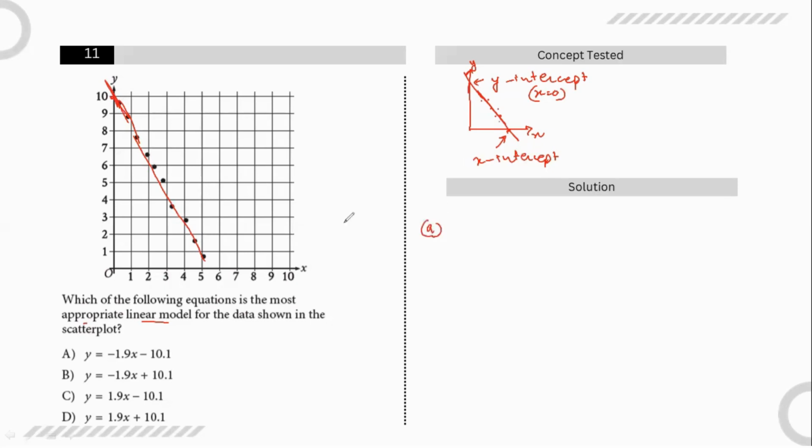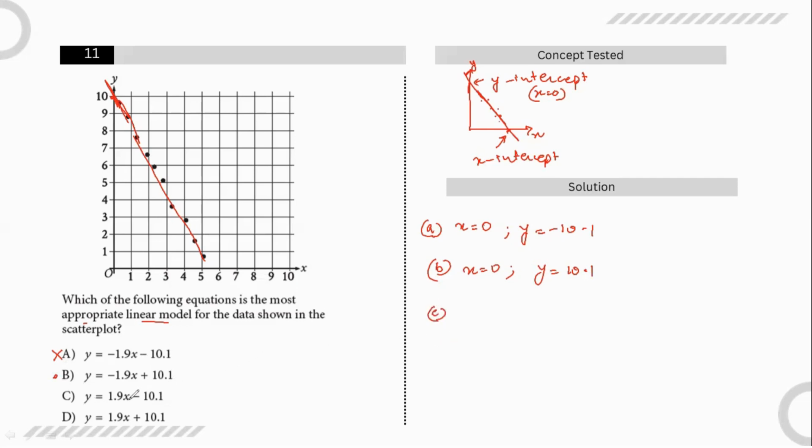Now option A, let's substitute x as 0. If x is equal to 0, y will be negative 10.1. Is it negative 10.1? No, it is on the positive y-axis. It is not the correct one. Option B, let's substitute again x as 0. Now, if x is 0, y comes out to be 10.1, a good option to hold on with, right? Let's hold this.